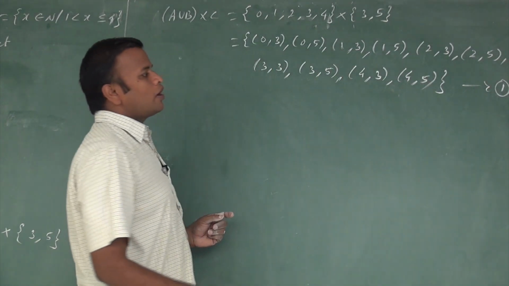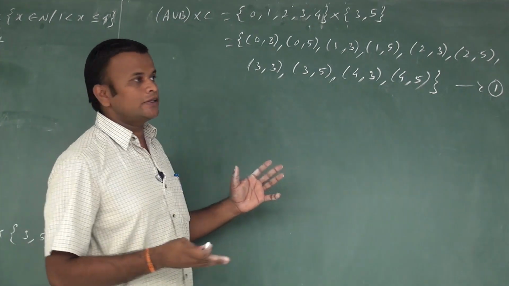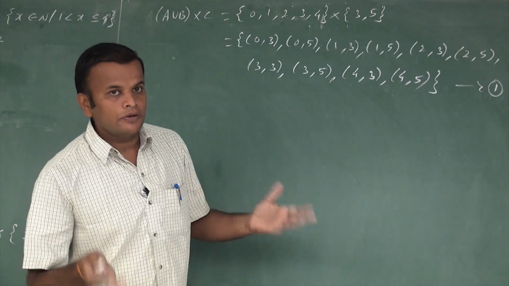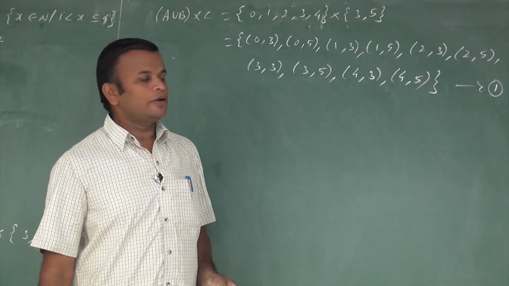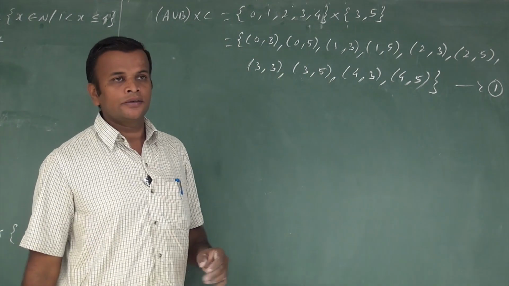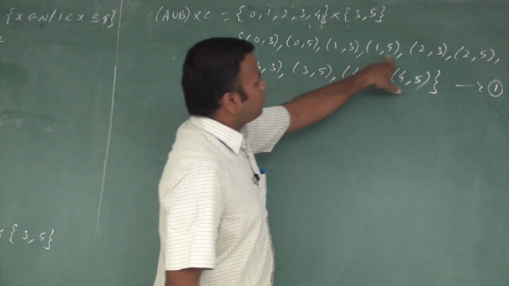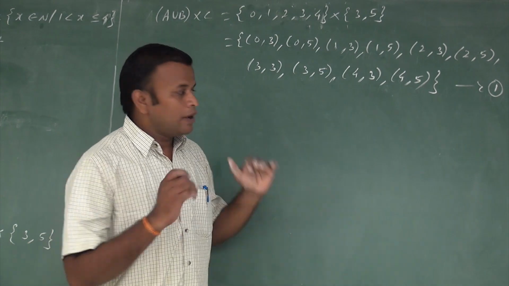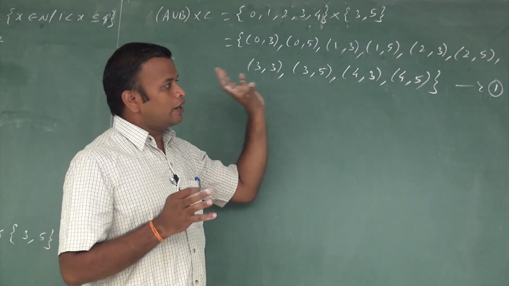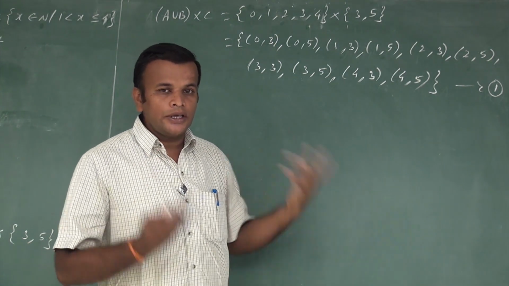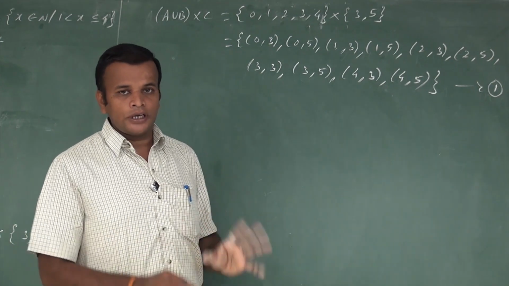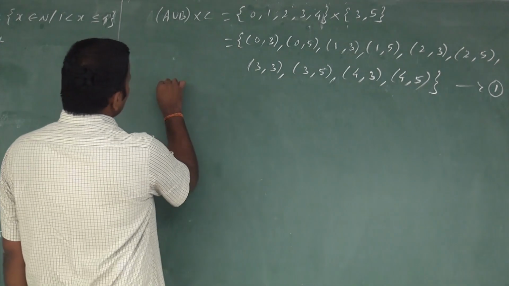Actually this is the value of LHS, the left hand side. It contains so many ordered pairs. For your convenience, count the number of ordered pairs. How many ordered pairs are there? 1, 2, 3, 4, 5, 6, 7, 8, 9, 10. If the number of ordered pairs and also the elements of the ordered pairs are all equal, then LHS and RHS are equal.